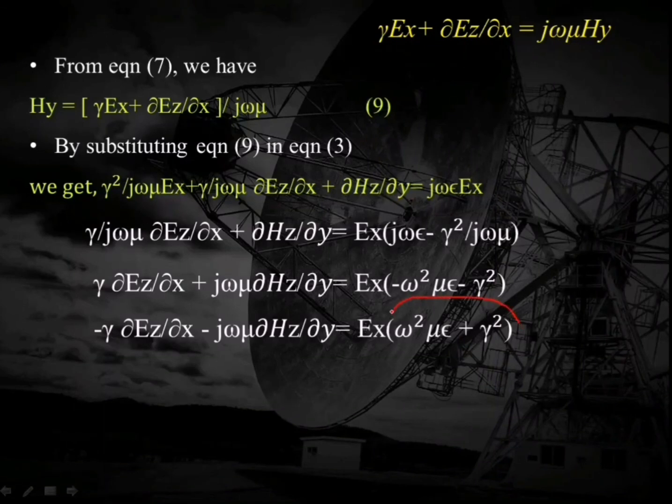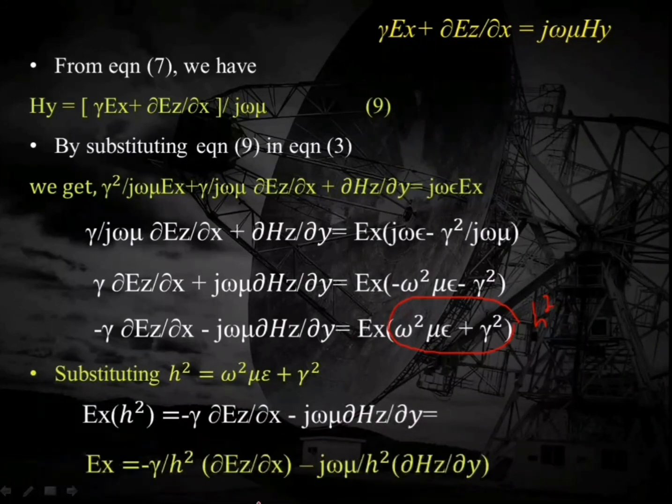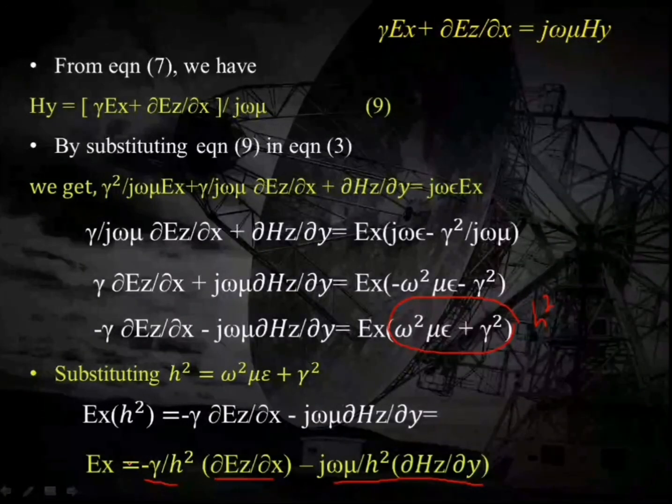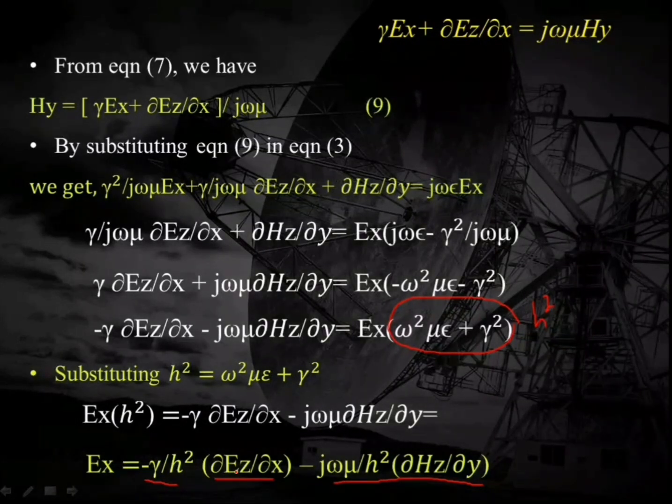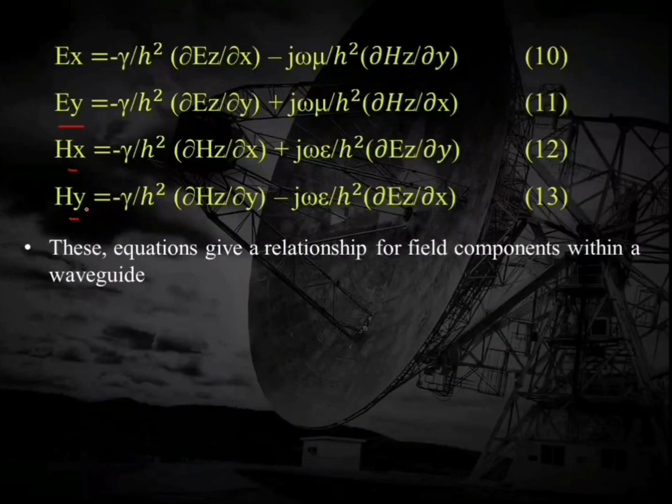Now we can substitute this value equal to a constant named here as h square. So by substituting this value as h square, we get the value of Ex as minus gamma by h square del Ez by del x minus j omega mu by h square del Hz by del y. So from here you can see the Ex has now been written in the form of Ez and Hz, where Ez and Hz are nothing but the values of electric and magnetic field in the direction of the propagation. Similarly, we can obtain the values of Ey, Hx and Hy in terms of Ez and Hz. These equations give us the relationship of the field components within a waveguide.